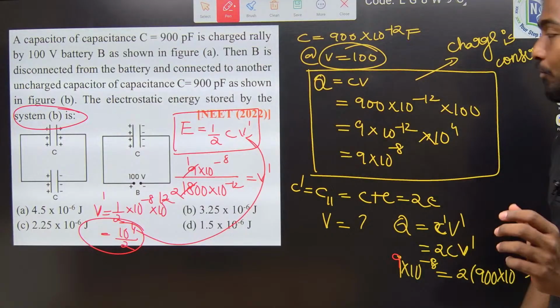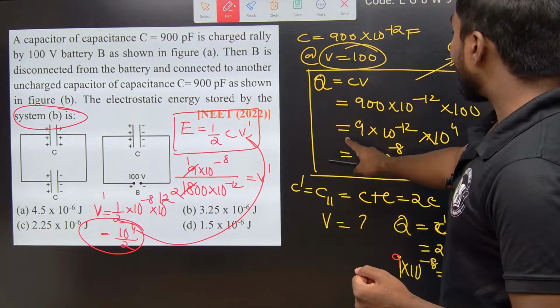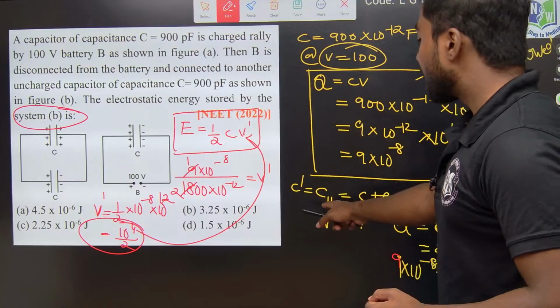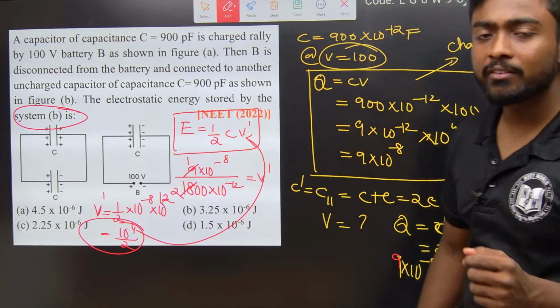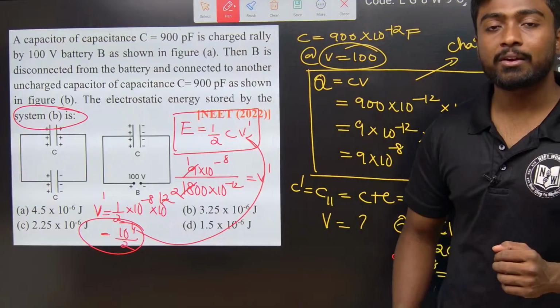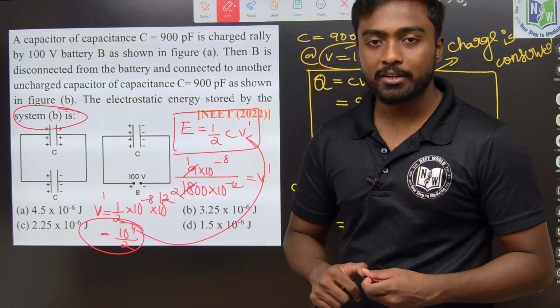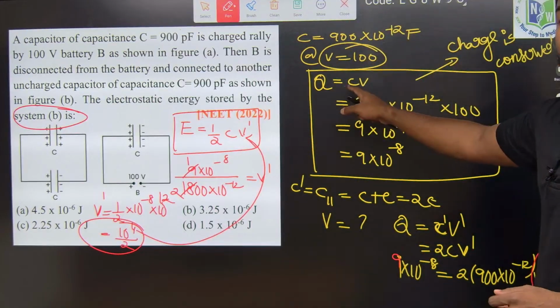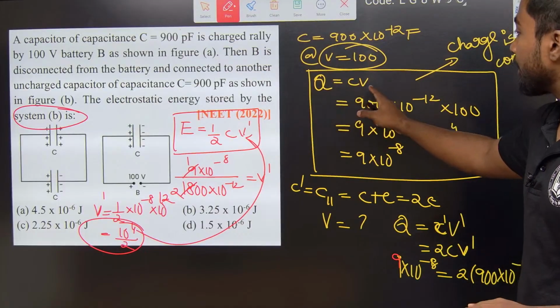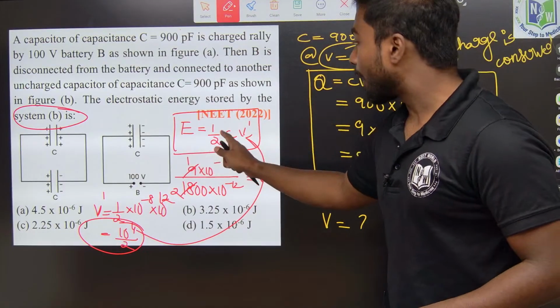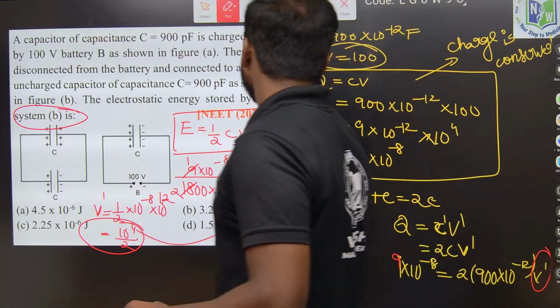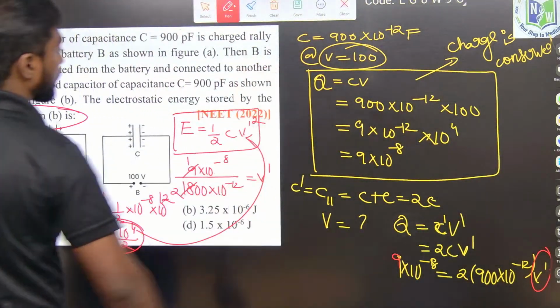What are the formulas we have learned here? One is capacitance in parallel, C plus C. What will be the capacitance in series? 1 by C is equal to 1 by C1 plus 1 by C2. And the second formula, Q is equal to CV, charge is equal to C into V, and energy is equal to half of CV square.